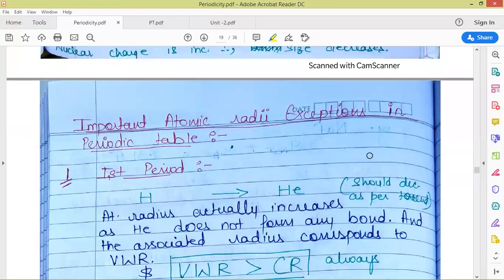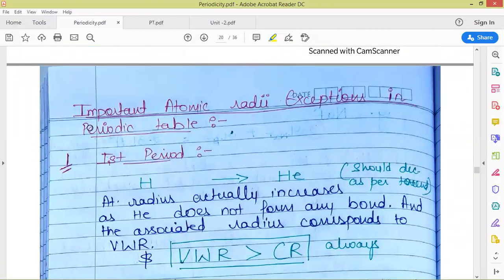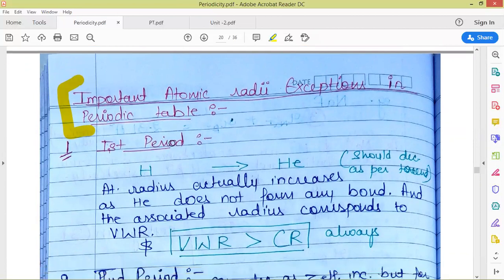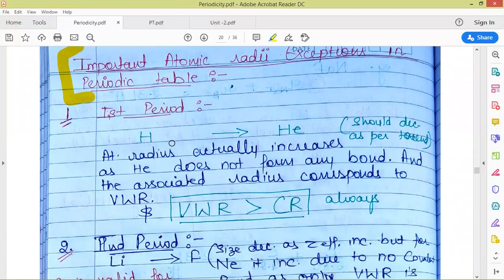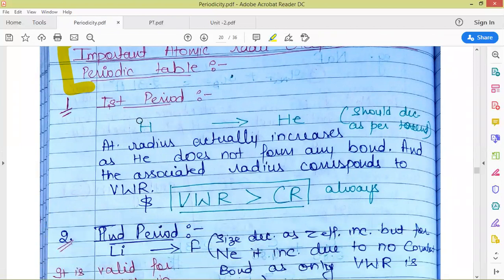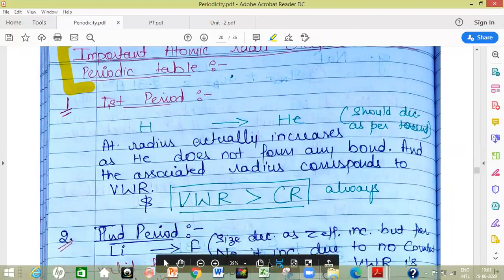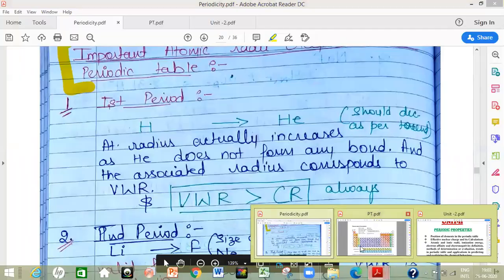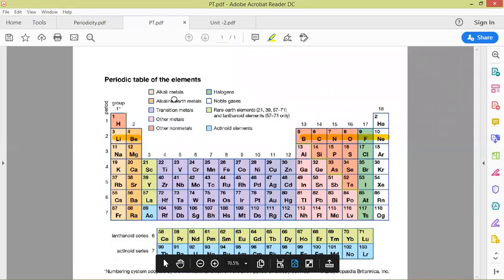Now we'll discuss the important atomic radii exceptions present in the periodic table, from which questions are generally asked even in competitive examinations. In competitive examinations like NEET and JEE, these questions are generally asked from the periodic properties chapter. So in case of the first period, this is your periodic table, and this is your first period, which has 2 elements, hydrogen and helium.